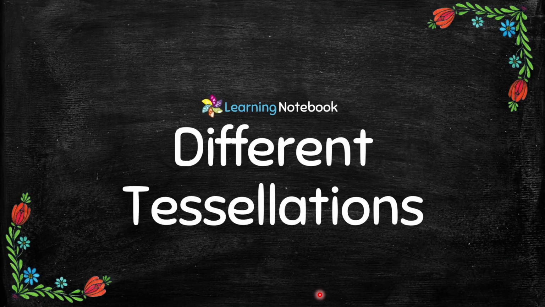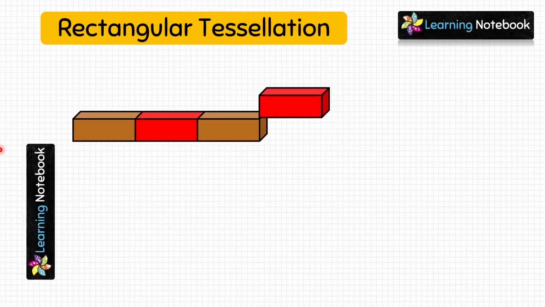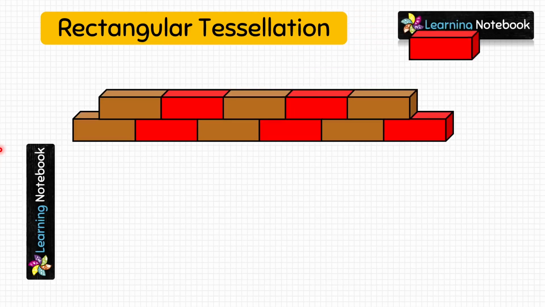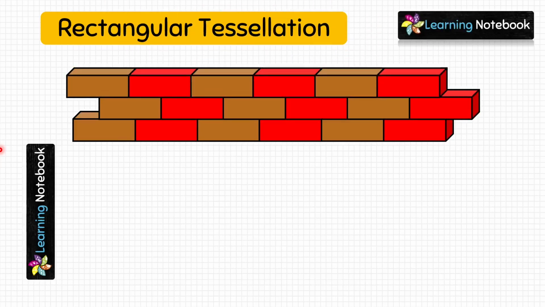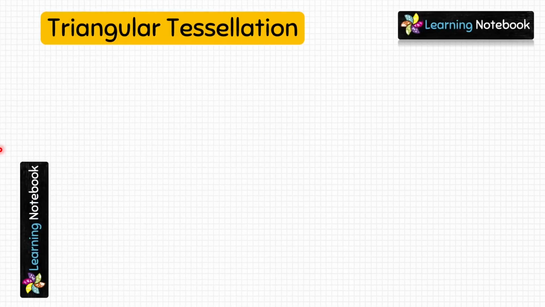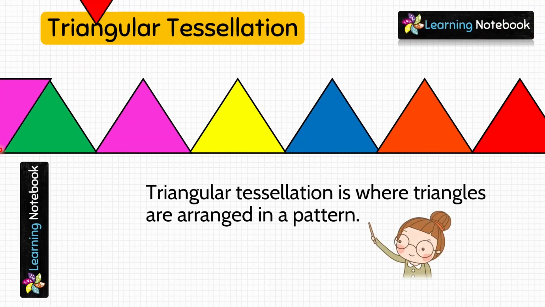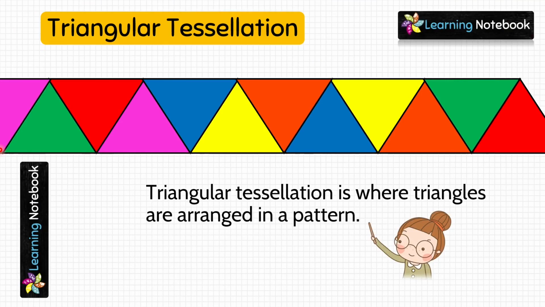Now let's talk about different tessellations. Rectangular tessellation. So what is rectangular tessellation? The arrangement of bricks on a wall is an example of rectangular tessellation. Next is triangular tessellation. Triangular tessellation is where triangles are arranged in a pattern. As you can see here, this is a triangular tessellation.